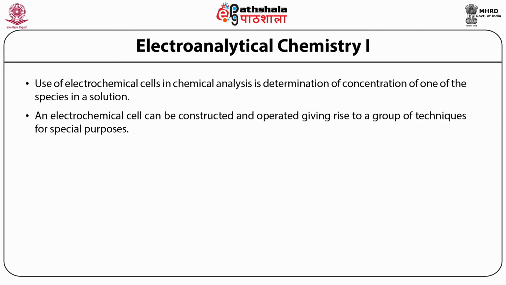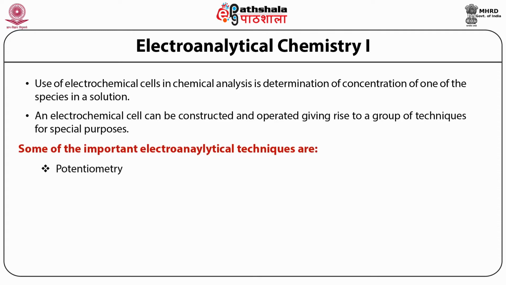There are many ways in which an electrochemical cell can be constructed and operated, giving rise to a group of techniques for special purposes. Some of the important analytical techniques are potentiometry. In this technique, the potential of an electrode is used to measure the concentration of a given species in a non-reacting system. Another technique, which is a modification of potentiometry, is potentiometric titration. Here, the concentration of a given species that changes during a titration is measured by potentiometry.